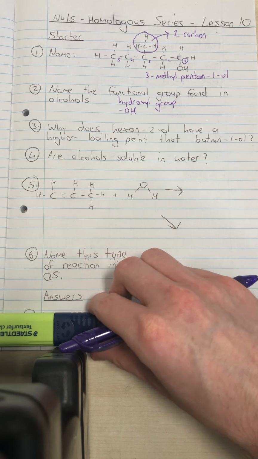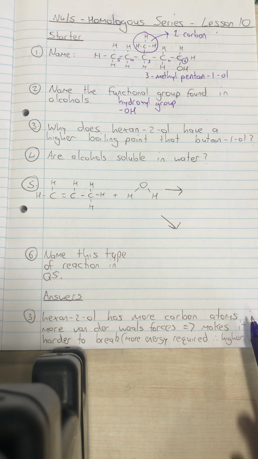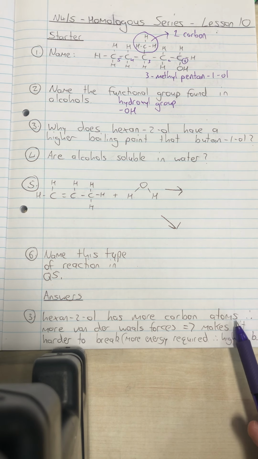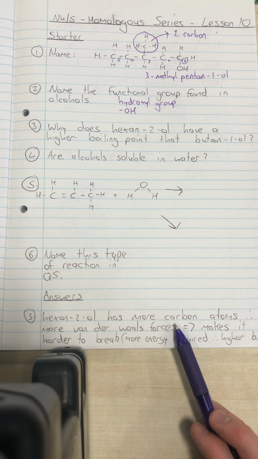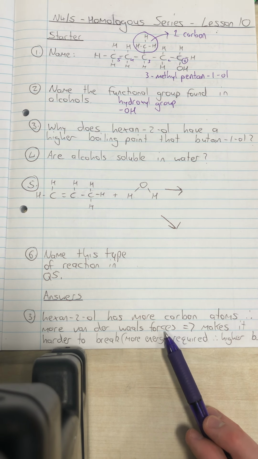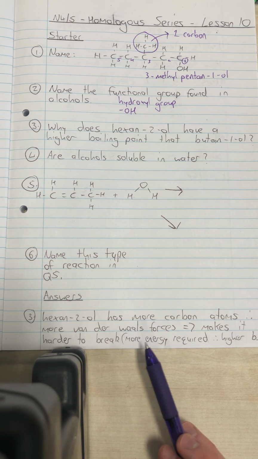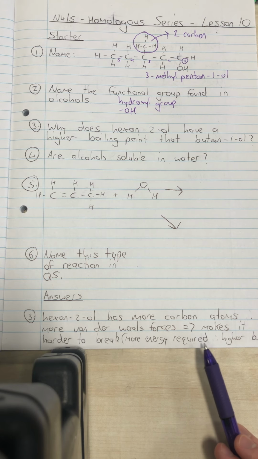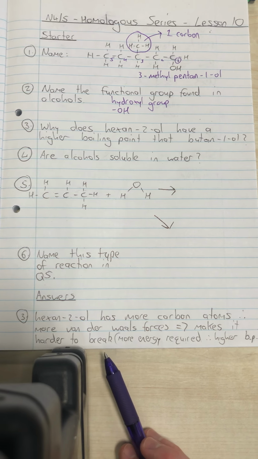Well, if we look down here, here's the answer. Okay, so hexane 2-ol has more carbon atoms. Yeah, hex is 6, but is 4, so it has more carbon atoms. What does that mean? It means there's more van der Waals forces. Okay, so if we've got more van der Waals, it makes it harder to break. So if it's harder to break, there's more energy that's required, therefore you have a higher boiling point.